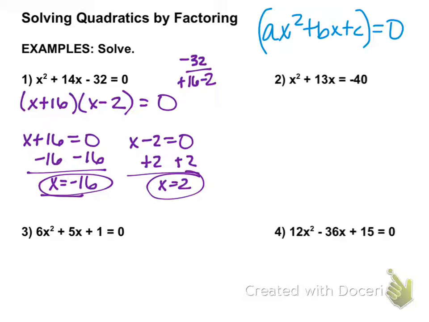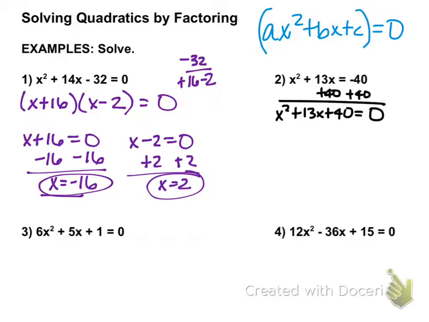So two things multiplied together get you to 0. Then you set each one of those things equal to 0 and solve for it. Example here, notice that I don't have 0 on one side, but you have 40, or negative 40 actually. I have to have 0 on that side. So to get 0 on that side, I have to add 40 to both sides. So you've got to make sure that you have that. So I have x squared plus 13x plus 40 is equal to 0.